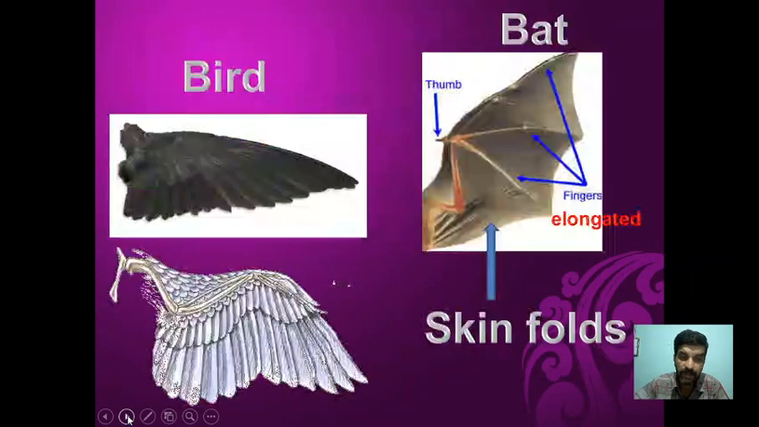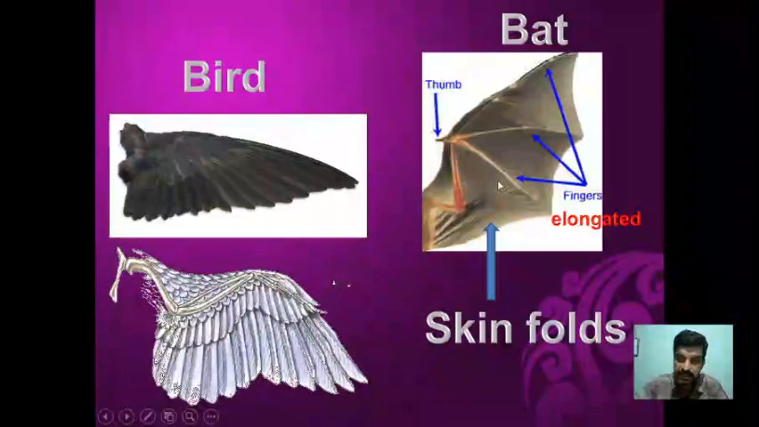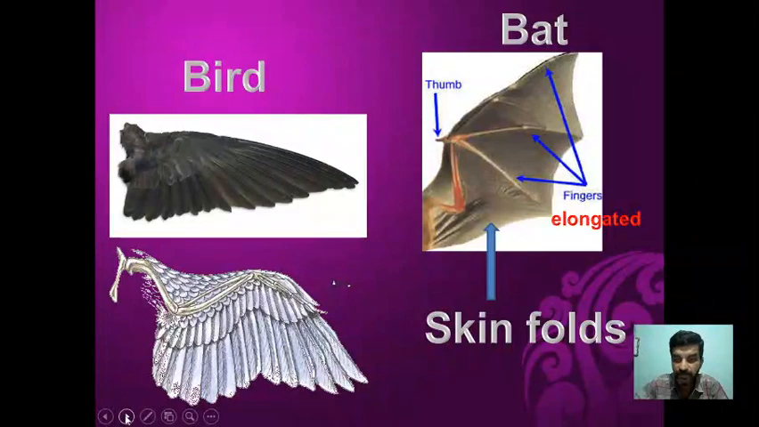Both of them are leaf. So here we find the bird feathers cover the bones and form the wing, whereas here there is an extension of the skin fold between the fingers and thereby it forms the wing. So this is an example of analogous organs, or you can take even a wing of a bird and wing of an insect. There also we find that the basic structure is different, ancestors are different, but both of them are used for the purpose of flying.